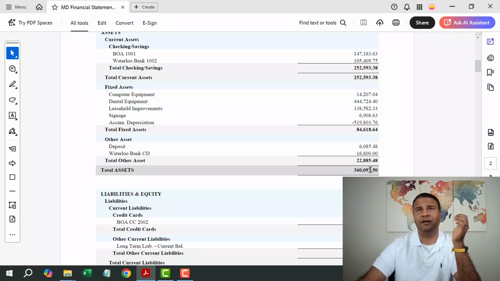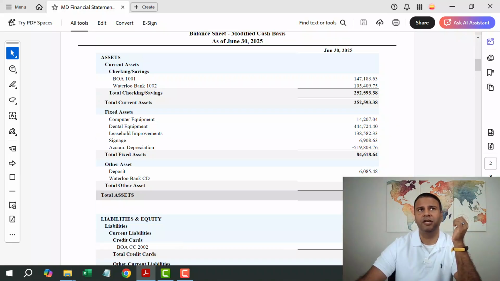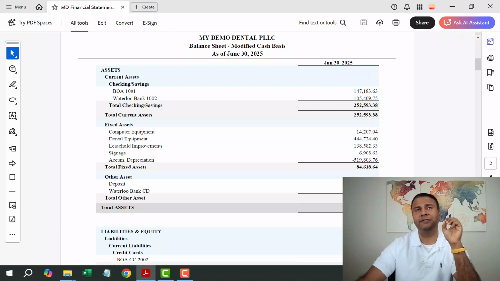The total assets are the cash plus the total fixed assets plus the total other assets, and you get total assets of $360,000. So those are the assets owned by this entity. Now keep in mind, these are owned by the entity, not the owner of the entity. That's a separate thing.